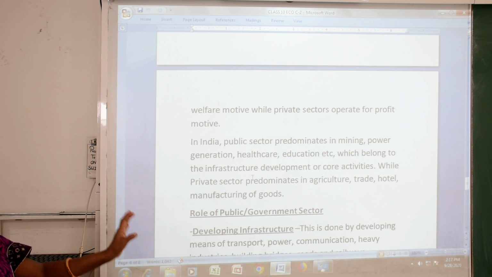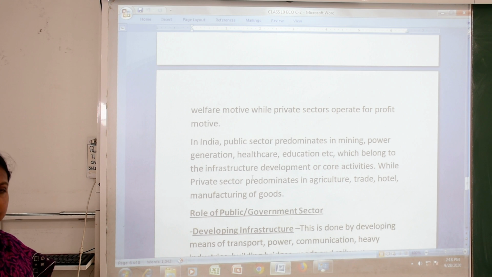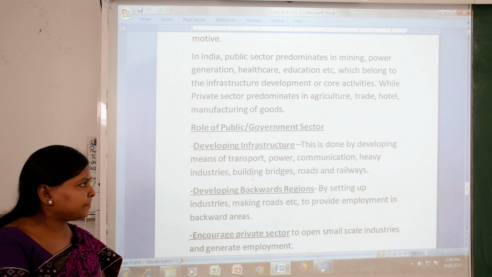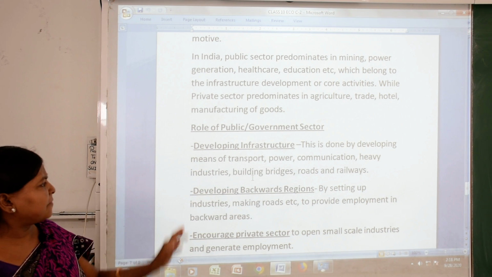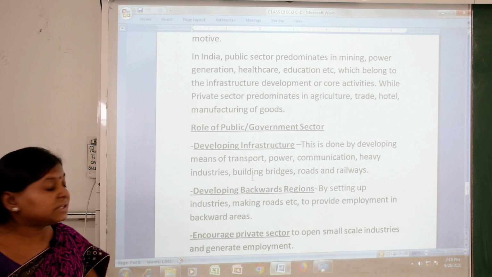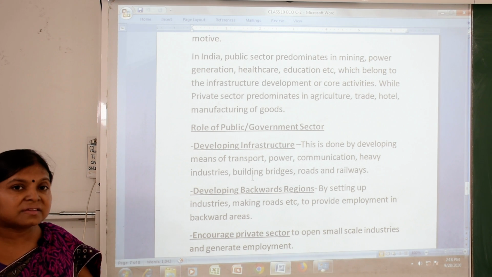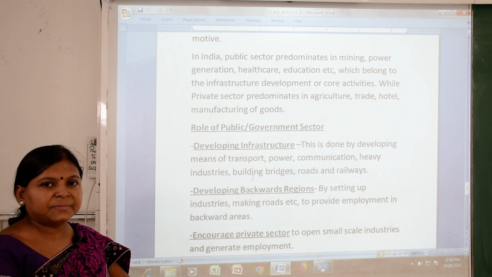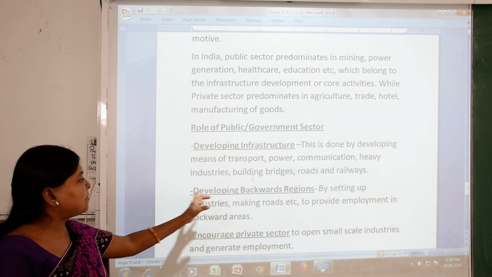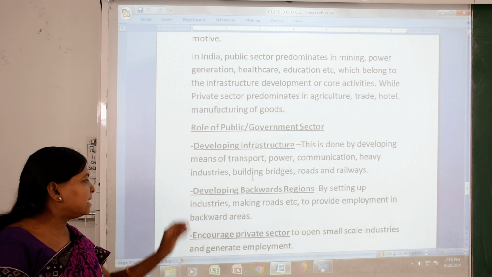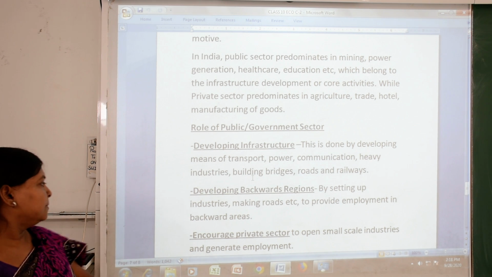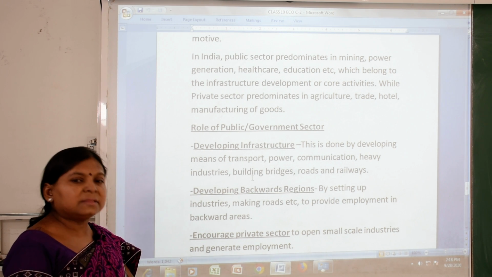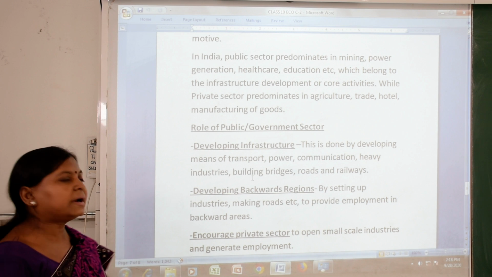So what is the role of the public or government sector? First, developing infrastructure, which is done by developing means of transport, power generation, communication, heavy industries, and building bridges, roads and railways. So they plan how to develop these structures. Second, developing backward regions. How do they develop these backward regions? They set up industries and build roads, etc. So what happens? They can provide employment in backward areas.